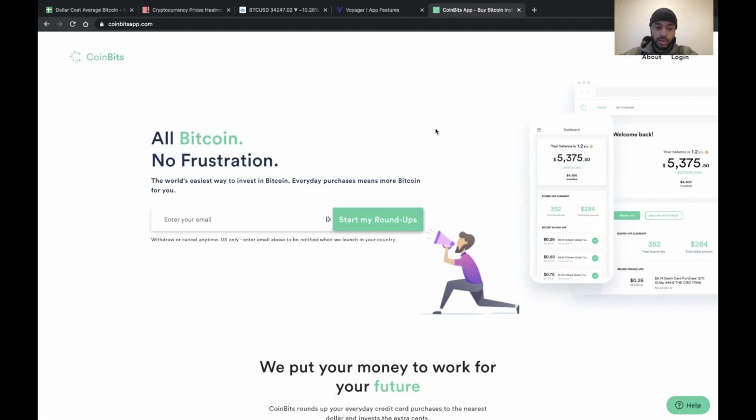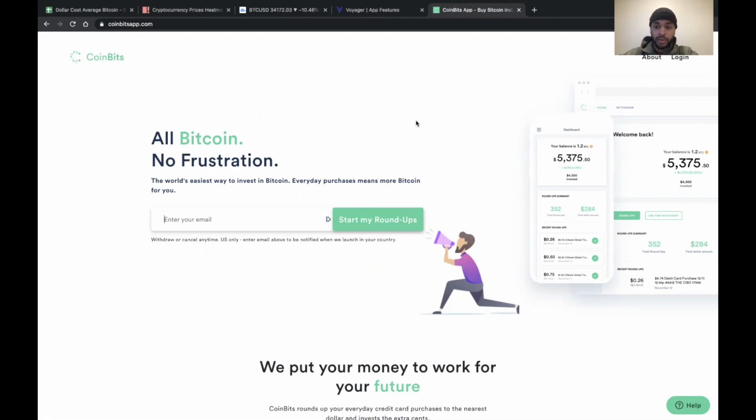You just pretty much set it up so that whenever you make a purchase, it rounds up the cents to the next dollar, and it uses that to buy Bitcoin. I forgot, there was another company that used to do it with stocks. I think they're still around, but this one does it with Bitcoin.